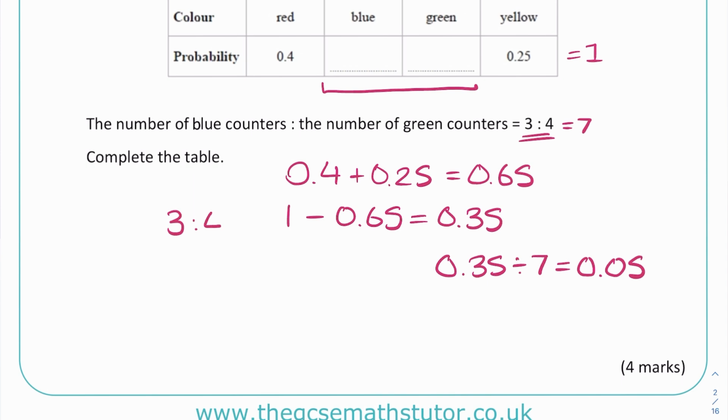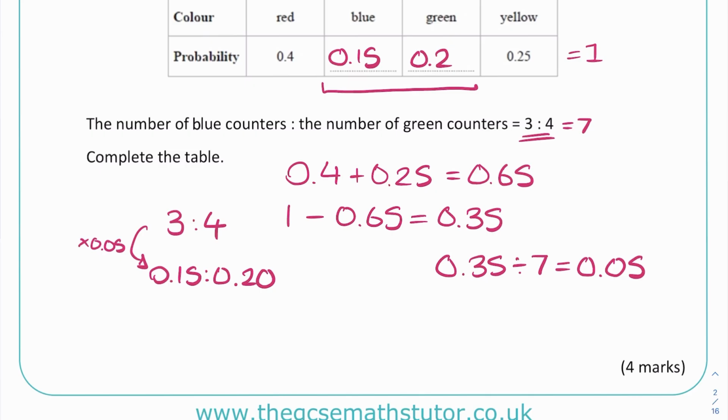We have the ratio 3 to 4, so we want to multiply both of those by 0.05. 3 of those would be 0.15 and 4 of those would be 0.20, or you could write that as 0.2. So putting those into the correct place, blue would be 0.15 and green would be 0.20. Or I'll just write 0.2 for my final answer there. Obviously you could have different language for that as well.